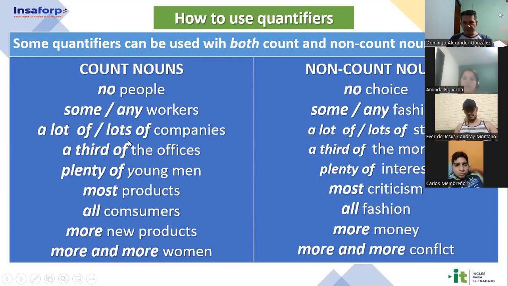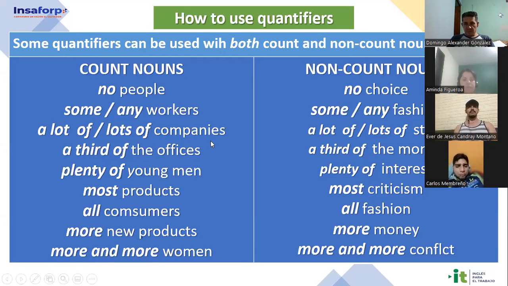A lot of or lots of. It's the same, right? Esta expresión es la misma, solo que se escribe de dos formas diferentes, pero significa mucho, bastante, un puño, decimos los salvadoreños, un montón. So a lot of companies or lots of companies. Or you can say a lot of style, a lot of water, a lot of cream, or you can say lots of what? Tea, okay?